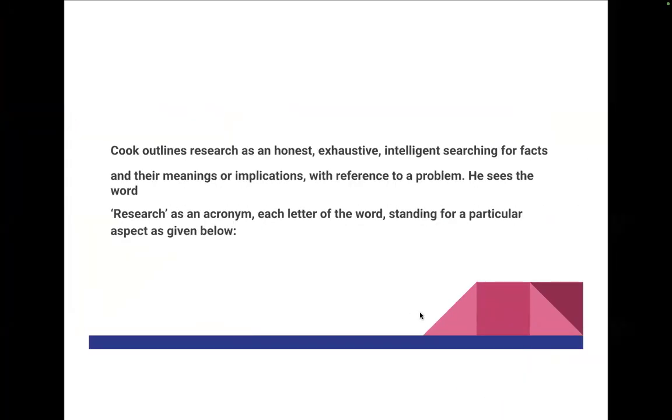Well, then one more definition. Cook outlines research as an honest, exhaustive, intelligent searching for facts and their meanings or implications with reference to a problem. He sees the word research as an acronym, each letter of the word standing for a particular aspect. This definition is important. Maybe you will get one MCQ on this definition also, because for every letter, that is R, E, S, E, A, R, C, H, there is a meaning introduced by this Cook.